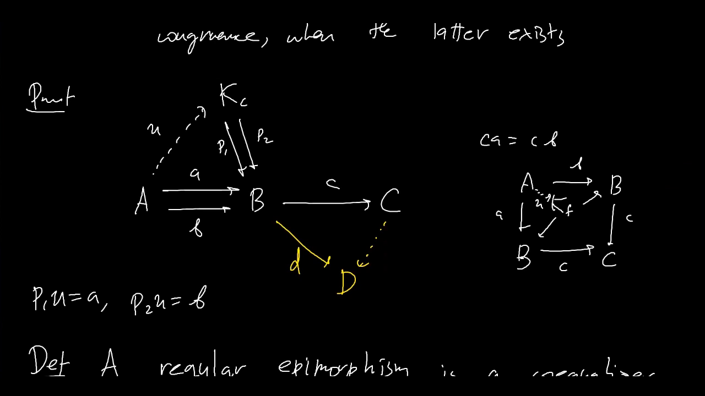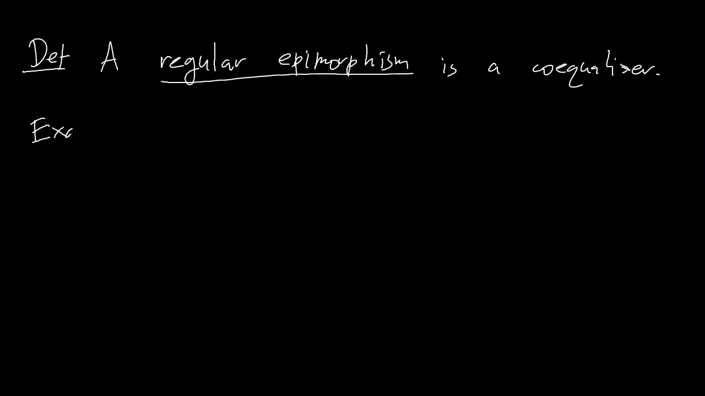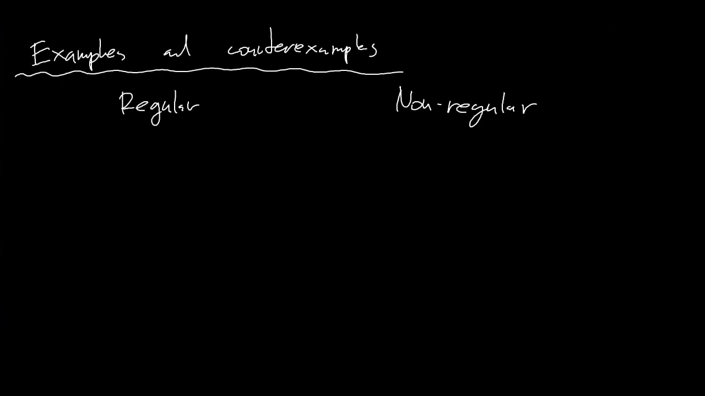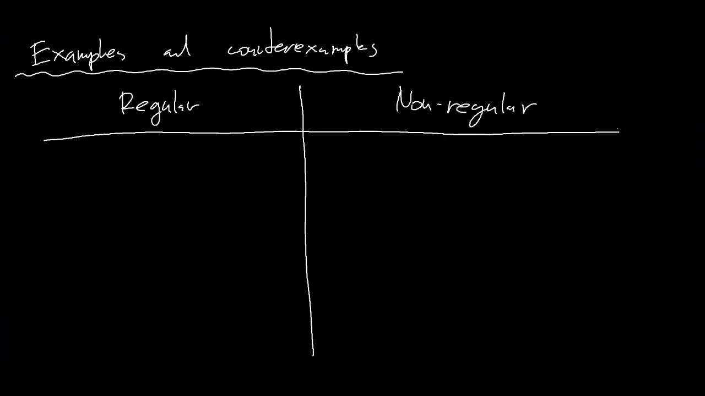Just to give you a synopsis of which categories are regular and which aren't. Examples and counterexamples. We're not going to prove them, but just to make a list. So, regular categories and non-regular. So let's play a little game. You name a category, and I'll tell you whether it's regular or not, if I know. The idea of the game is for you to think of a category for which I will not know whether it's regular or not.